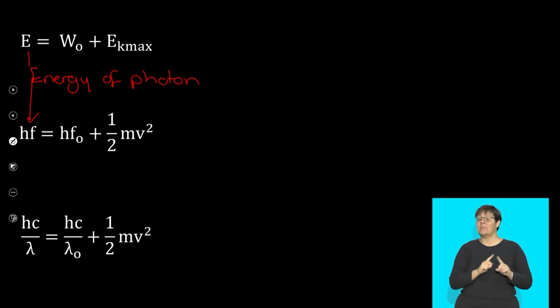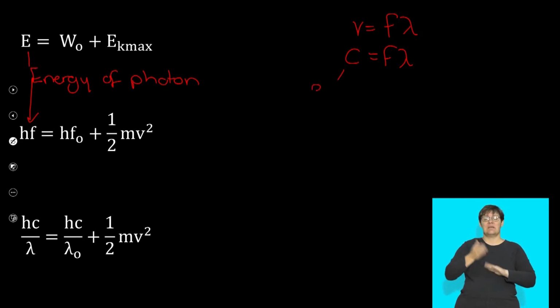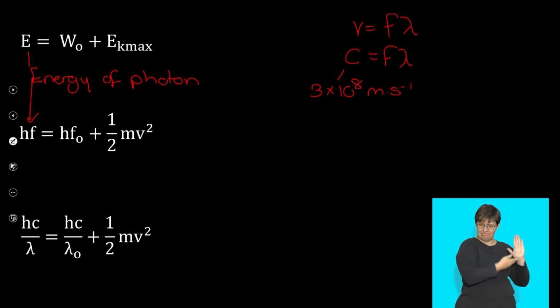But we've got to remember that the wave equation says to us that v equals f lambda. So first of all, we're looking at light. So we very specifically know the velocity of light. It's the same, so it's c. c is the speed of light, which is 3 times 10 to the 8 meters per second. Also, don't stress if you don't remember that. That's also on your information sheet.